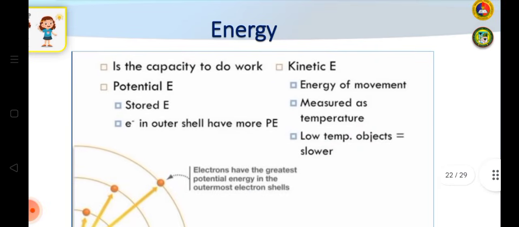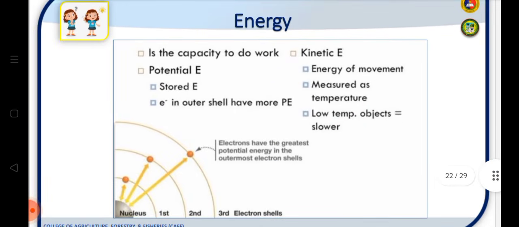Okay, let us proceed to energy. So energy is the capacity to do work, and there are two types of energy: potential energy and kinetic energy. Okay, potential energy is the energy that's stored and has the potential to do work later. And we have kinetic energy, this is the energy of movement. Okay, energy of movement when something is actively happening.